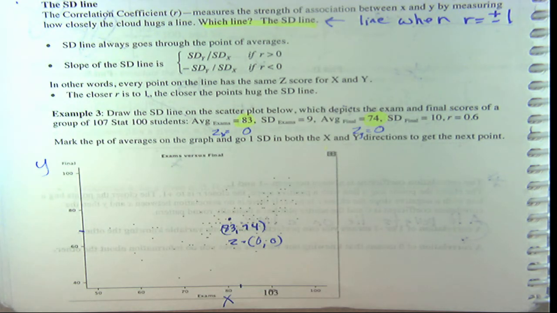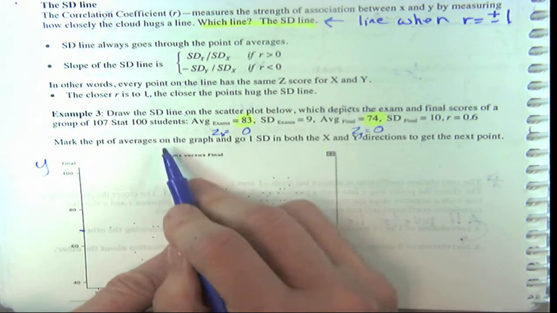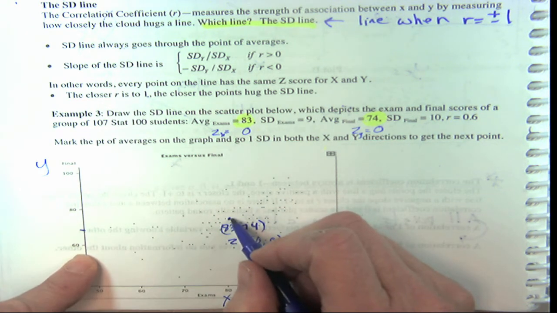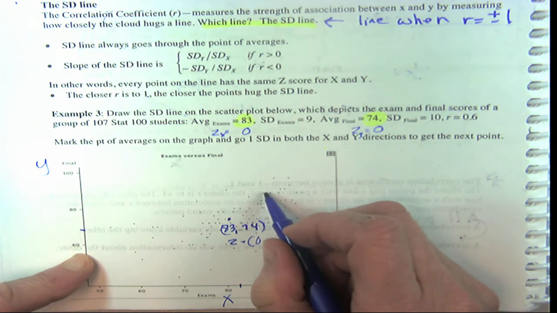So if you're one standard deviation above average in one, if your z-score is equal to 1, then it'll be z equals 1 in the other, all right? So to draw it, what would we do? We'd go one standard deviation over in the x direction and go up one standard deviation in the y direction.